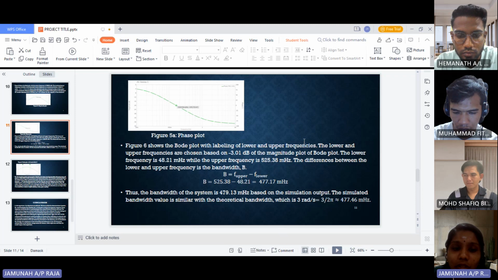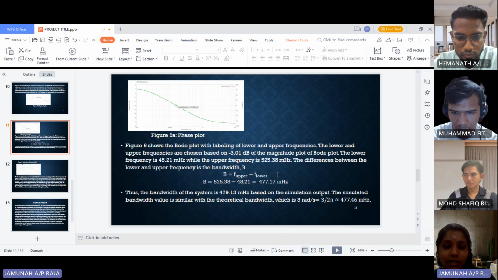The difference between the lower and upper frequency is the bandwidth. How to calculate the bandwidth is frequency upper minus frequency lower. So it's 525.38 minus the lower one, 48.21, which is equal to 477.17 megahertz. Thus the bandwidth of the system we calculate is 479.13 megahertz based on the simulation output.